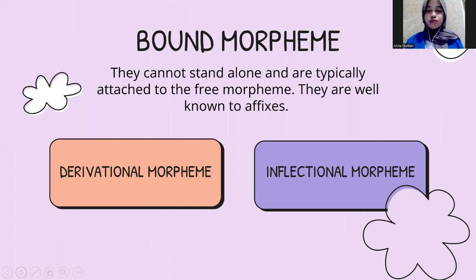Next one is bound morpheme. This morpheme is the opposite of free morpheme because they cannot stand alone and are typically attached to the free morpheme. They are well known as affixes. And in bound morpheme, there are two types, derivational morpheme and inflectional morpheme.